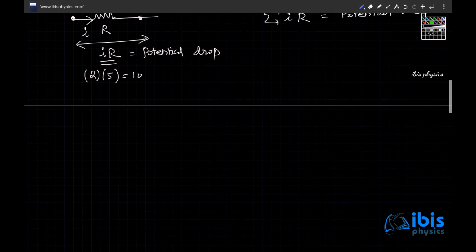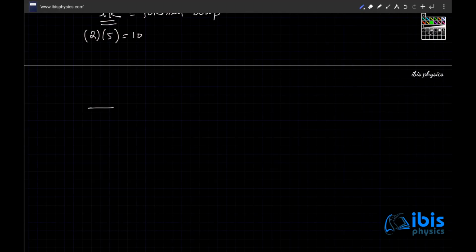Number two, if you have a battery, and this battery is a 10 volt battery, that means if this point is at 2 volt, this point will be at 12 volt. The negative terminal refers to lower potential, the positive terminal refers to higher potential. If this is 2 volt, this is 12 volt. If this is 10 volt, this is 20 volt.